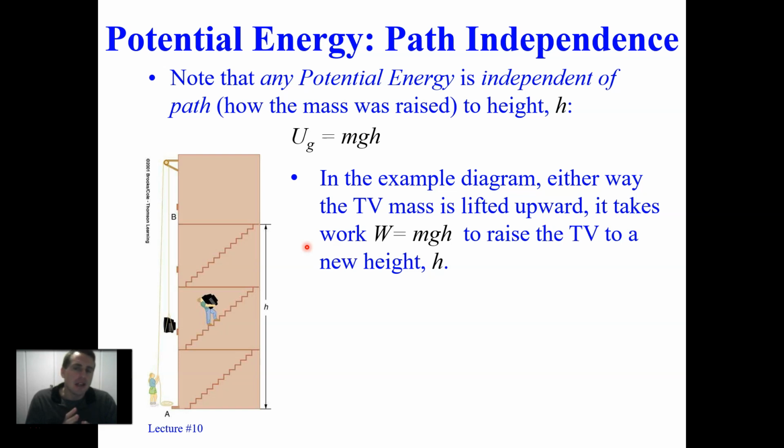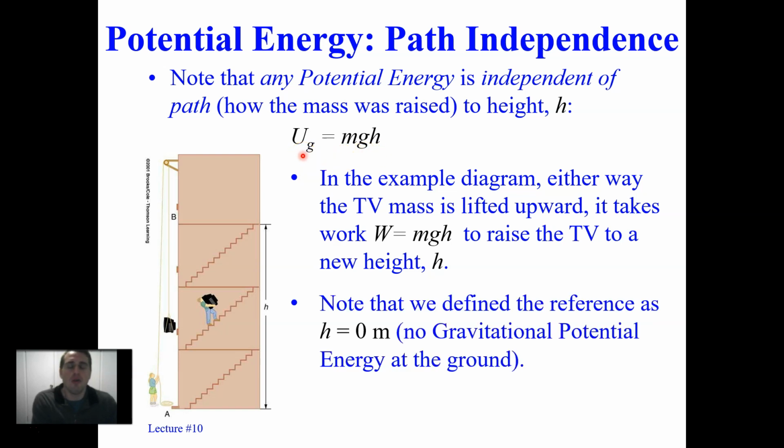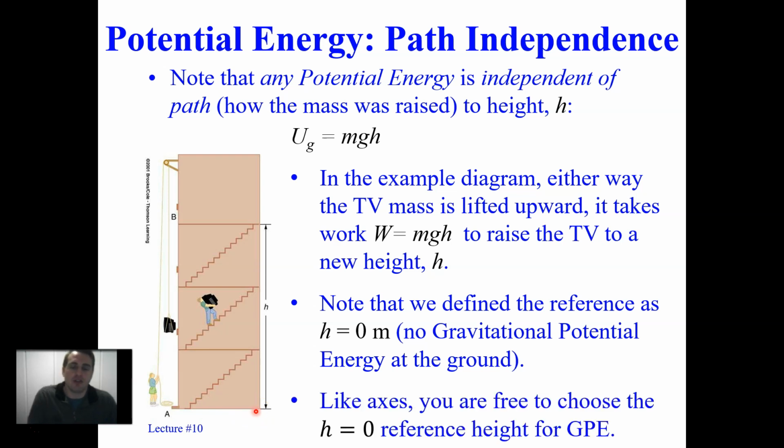So notice that given that the potential energy equation says nothing about the path it took to get there, both have the same potential energy. If we define h equals 0 as the ground, that's where no gravitational potential energy is found, then each of these televisions would have the same gravitational potential energy.